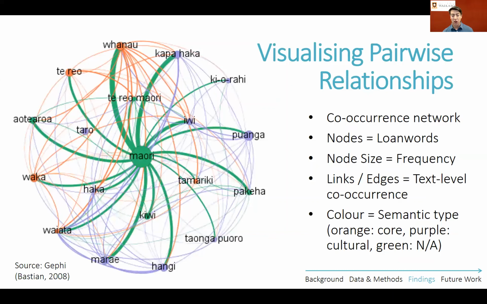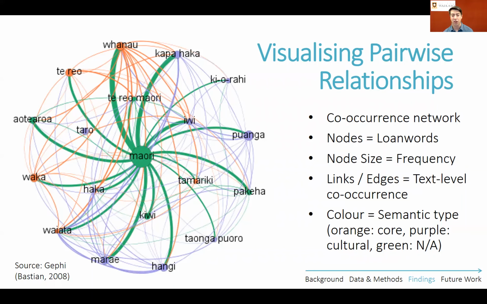Here we have a network showing loanword co-occurrence at the text level. So this particular network shows the top 20 loanwords in the Matariki corpus, excluding Matariki itself. So each node represents an engram, and 2 engrams are connected if they co-occur in 1 or more texts, with the thickness of each edge being proportional to the number of texts that they share. So notice the strong relationships here between Māori and whānau and Māori and kapahaka. And we can see also that Māori is the most frequent loanword in the corpus, as shown by node size.